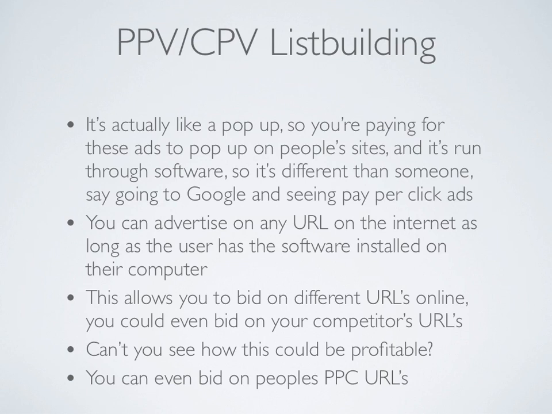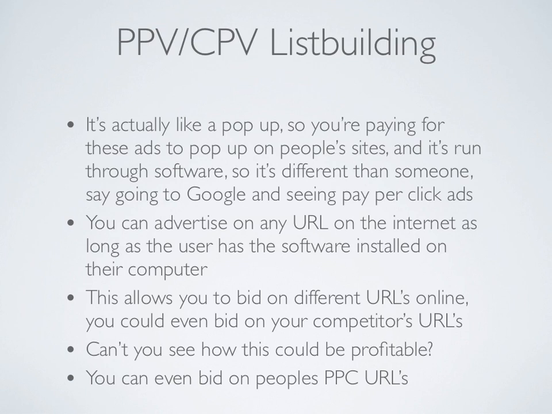You can advertise on any URL on the internet as long as the user, meaning the person that's going to see the ad, has the software installed on their computer. This allows you to bid on different URLs online, and you can even bid on your competitors' URLs. Can you really see how profitable this can be? You can even bid on other people's PPC URLs.